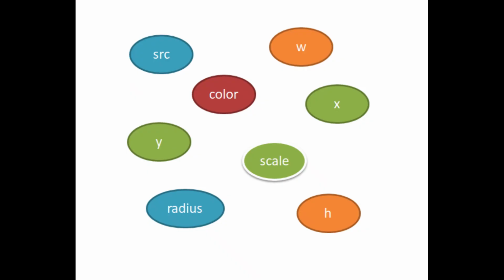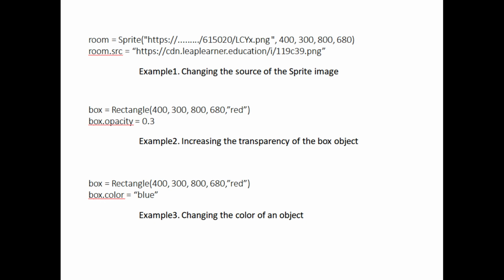All shapes and sprites drawn on the output screen have lots of attributes assigned to them, such as the source of the image, x-coordinate, y-coordinate, radius, color, etc. We can change the value of these attributes in the program whenever needed without recreating the objects again. You can see a few examples shown in the video.